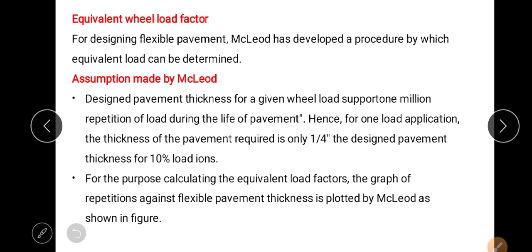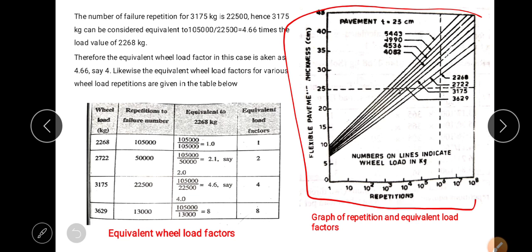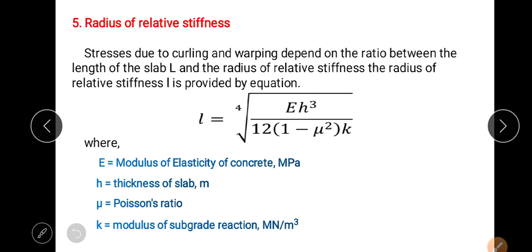Further, any important points we can get from other references, we are looking for. Here also we can see how the equivalent wheel load factors can be considered. We have to make use of this plot. However, in the exam these values will be given, because making the approximation would be very difficult.